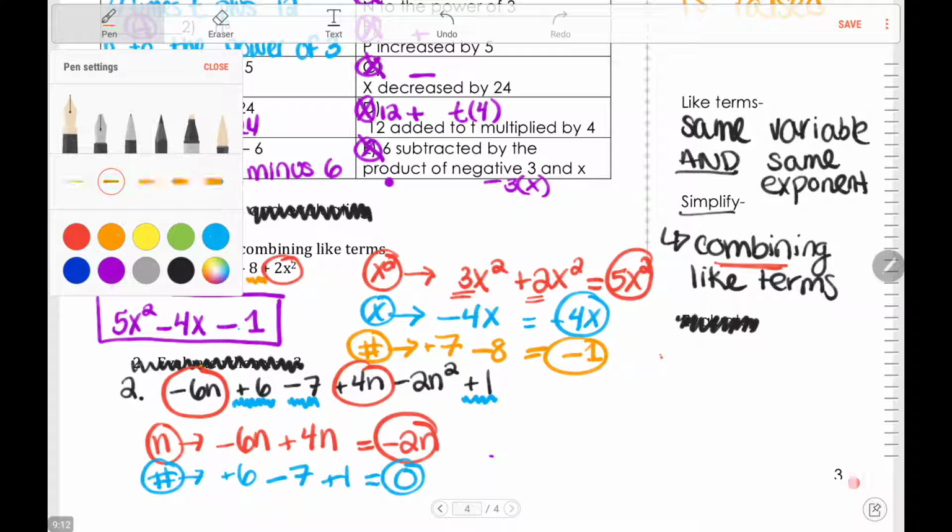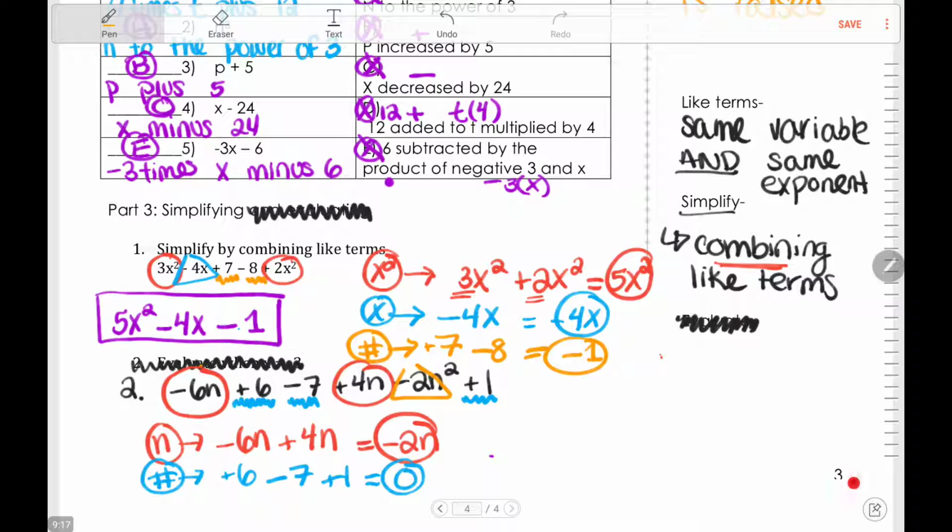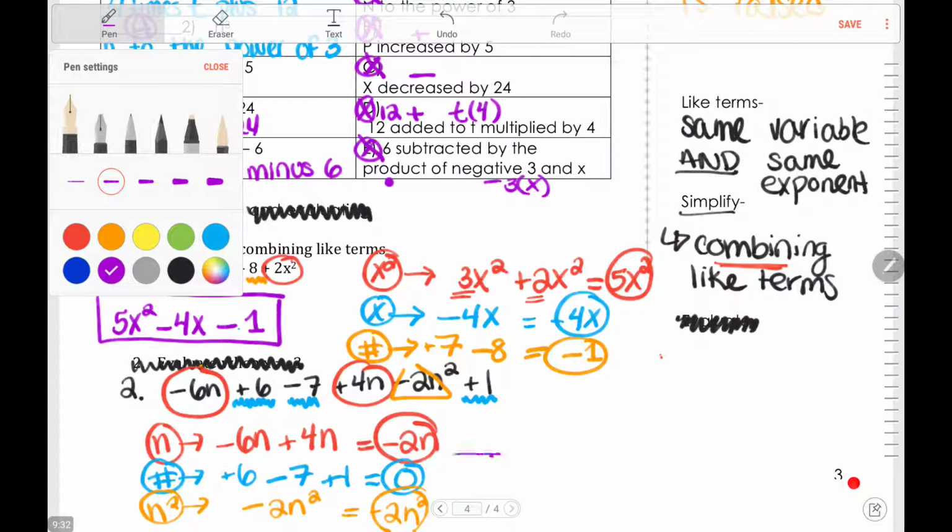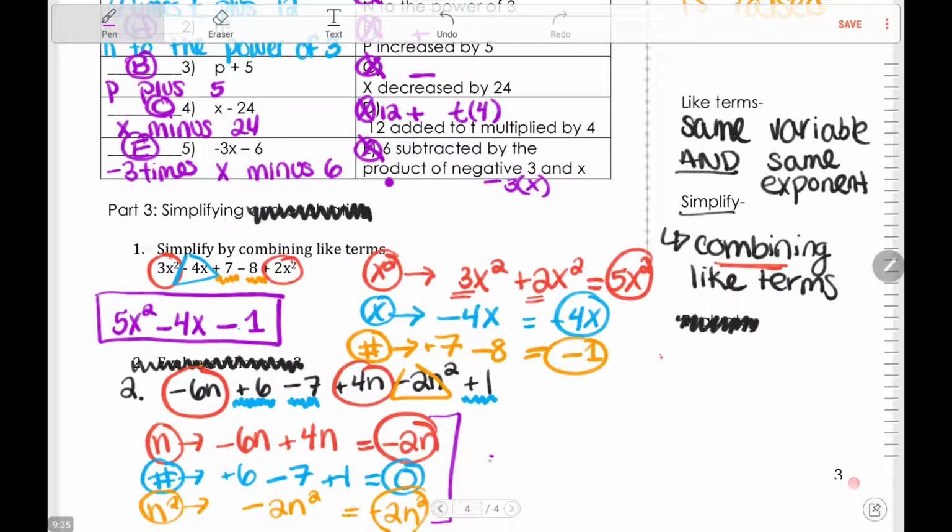And then lastly, I have my n squared group. And that is only a negative 2n squared. So that's it. It has nothing to combine with. So then I have to go ahead and write my final answer all together, which is these 3 things. So negative 2n. I don't have to write plus 0. But I do have to write that negative 2n squared. All right, and that's it.